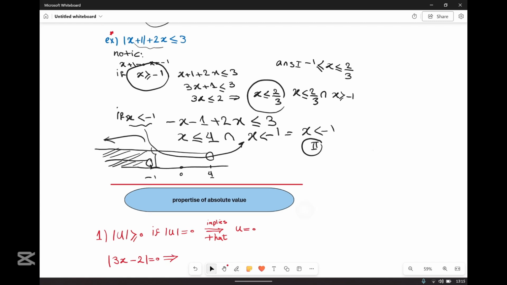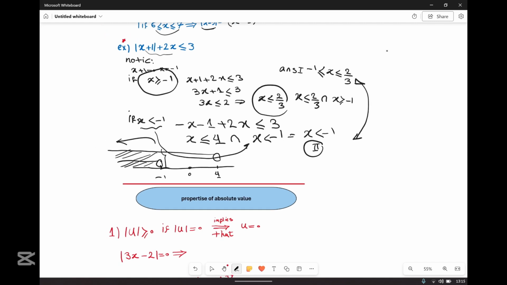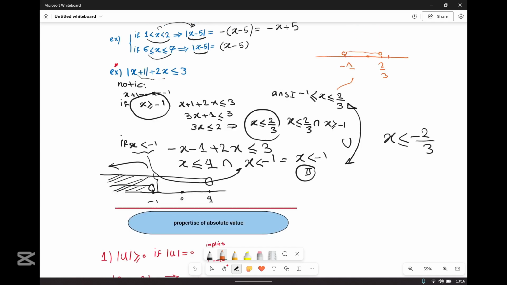If we add these answers together, the union of these two parts is exactly x less than 2 divided by 3. Why? Because to understand better, consider this part is 0, 2 over 3 and -1: that is this part, and this one is from this part, and if we take the union of these sets, it is exactly x less than 2 over 3.